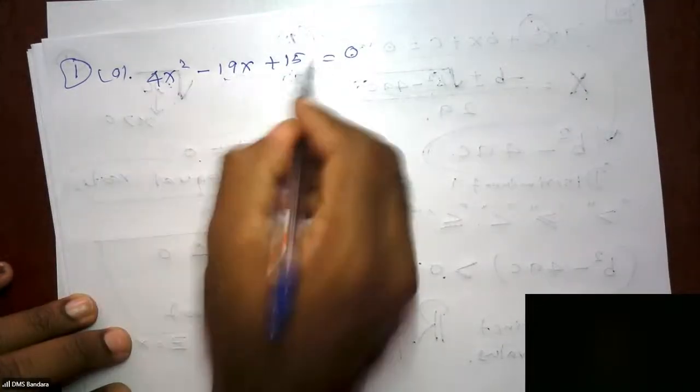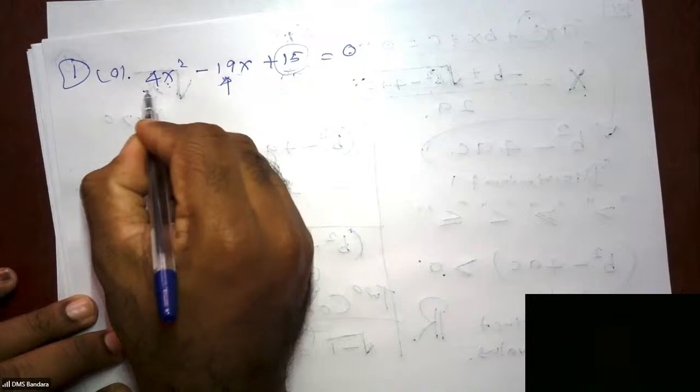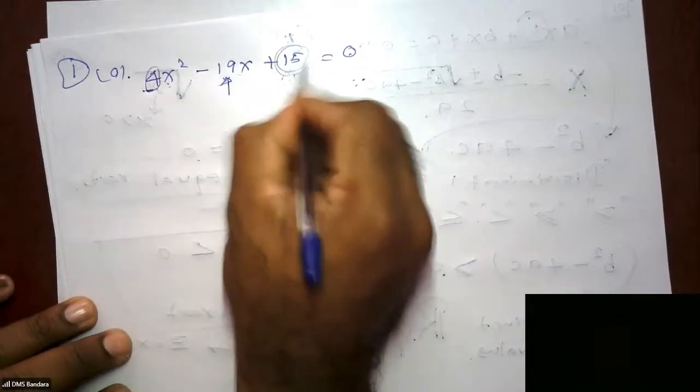So we move to the first section, part A. It's given the quadratic equation 4x squared minus 19x plus 14 equals 0. First, when we see the quadratic equation, observe the values in front of x squared, x, and the constant term. If we can create the middle term by using the coefficients of x squared and the constant, we need not go for the formula.